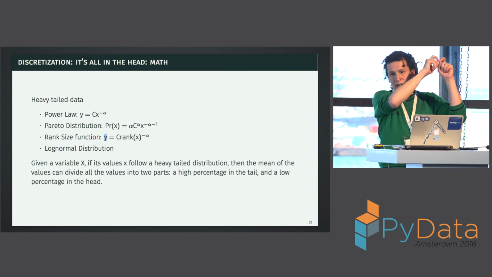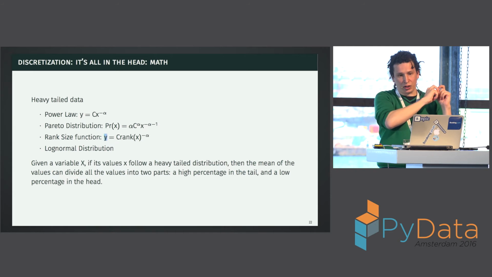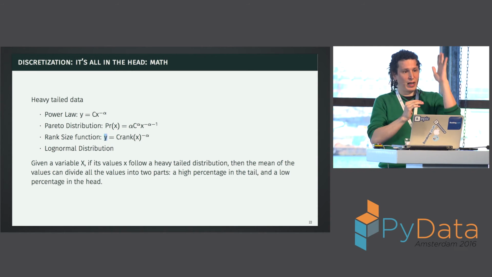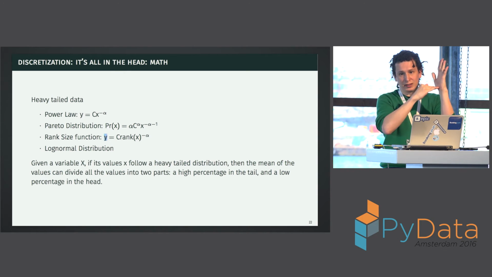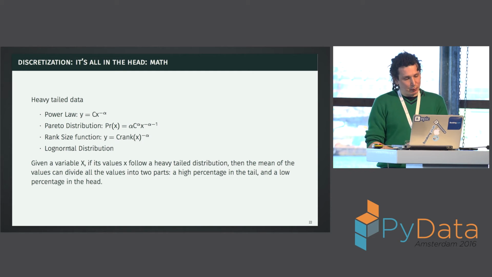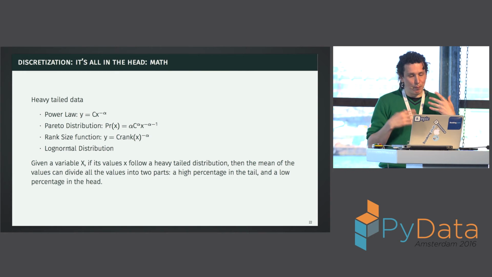So if you take all the ages of all the persons and you sort them by age, of course, and then you plot age against the rank in the list, then you get a power law. And then the log normal distribution, which has nothing to do with power laws at all, but it's also a heavy tail distribution.